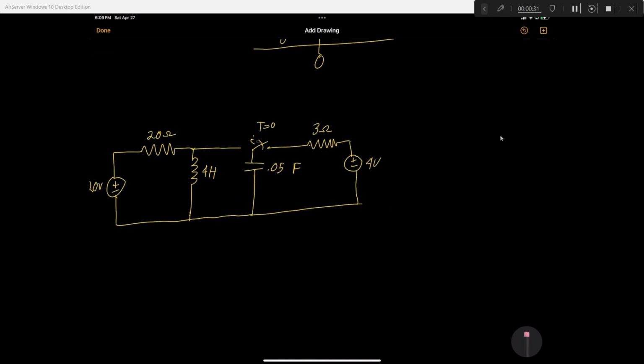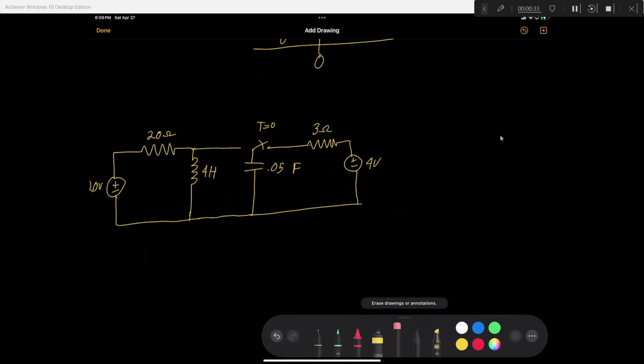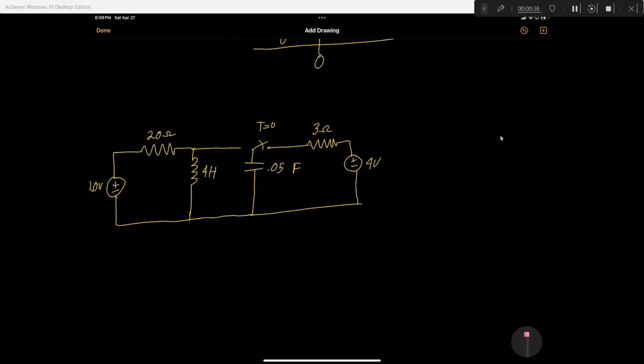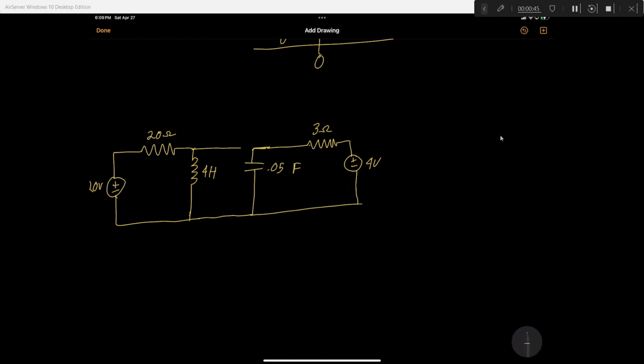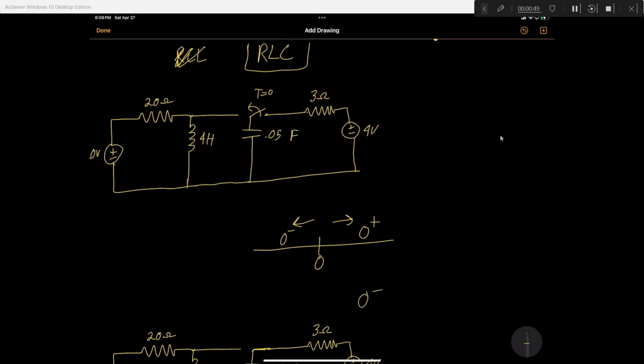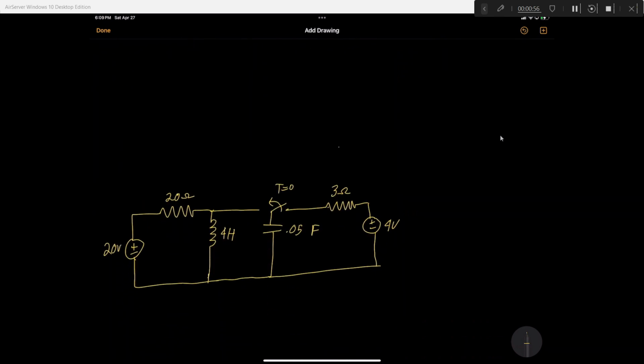Should have learned that in calculus. And this will be our 0 minus circuit. So this is before the switch is flipped, right? So you're going to have the switch closed on this side for 0 minus, right? Because this arrow is telling us when the time is 0, it's going to flip over to this side, right? So for this circuit, for 0 plus, for the right hand of 0, the circuit will be like that.